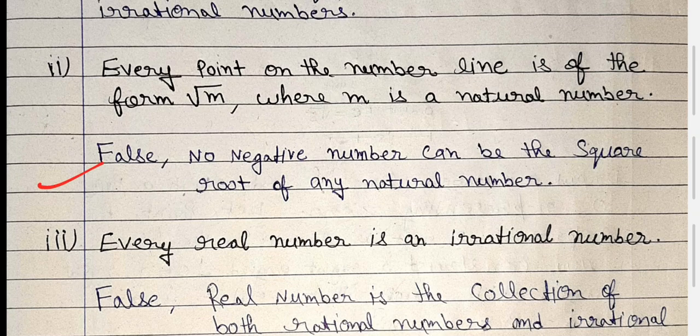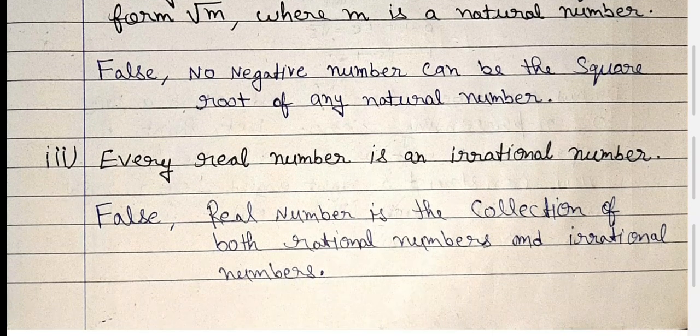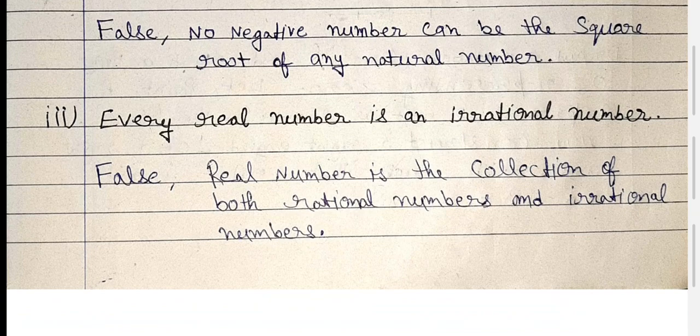No negative number can be the square root of any natural number, because on a number line you get negative numbers, here you get positive numbers, here you get 0, here you get negative numbers, and they say that no negative number can be the square root. If you take the square root, it will not be negative. So, your answer is false. Now, come to the third part. Every real number is an irrational number.